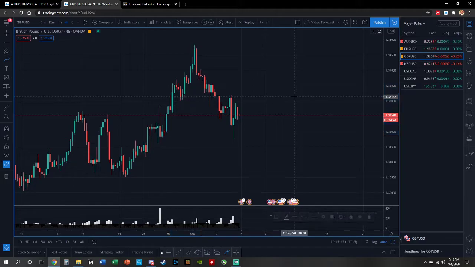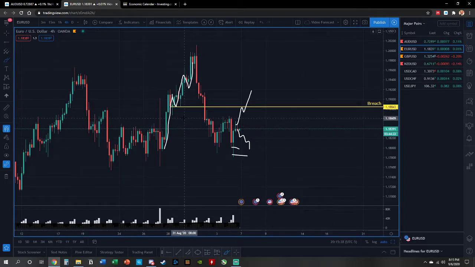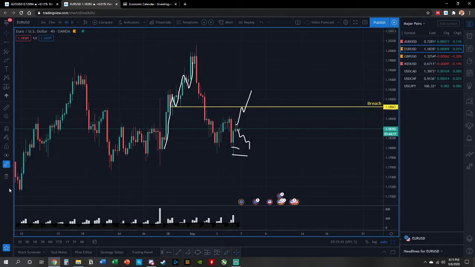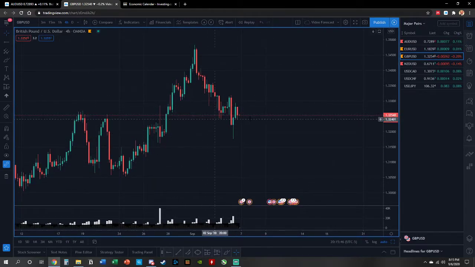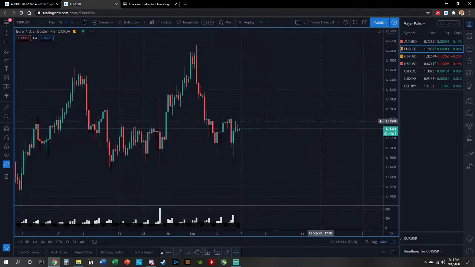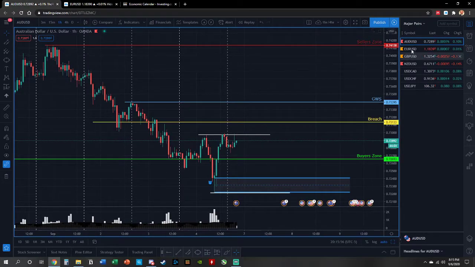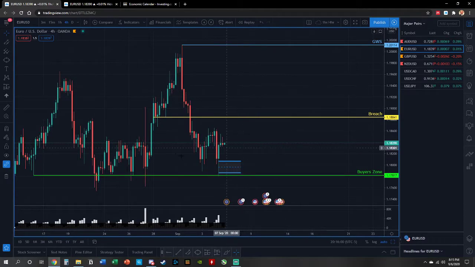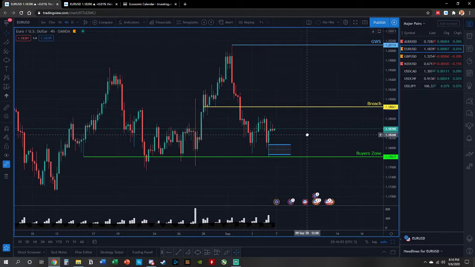Okay? Not saying it won't work. I'm still showing you what I'm looking for, but not as high probability. Okay? So again, very similar setups. This one's even more clear. Euro USD, not as clear. Okay? So I might not even be focusing on it. I have it drawn out here. This is kind of how I'm looking at it. I do have an area set, what I'm looking at.